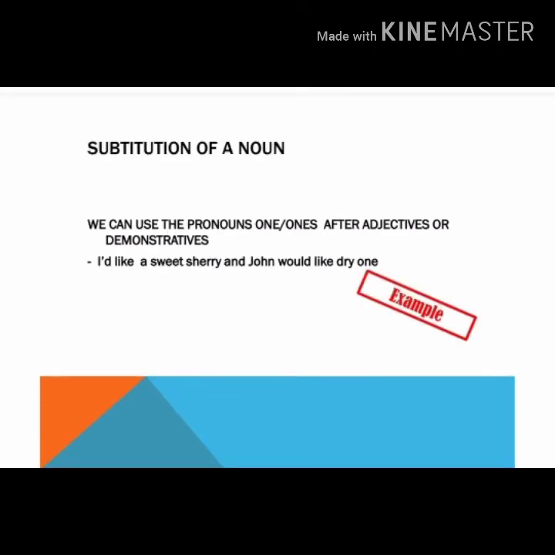Substitution of a noun. We can use the pronoun one or ones after adjective or demonstrative. In example, "I didn't like a sweet cherry and John would like to try one."